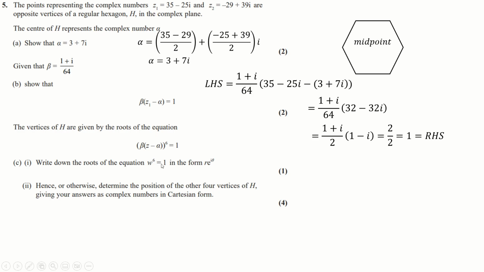The vertices of H are given by this thing here. Write down the roots of w to the 6 equals 1. So the first root is obviously just 1, or e to the power 0, if you're doing this in this form. And then the second root, well, okay, so 1 is equal to e to the 0, or e to the 2 pi i, or e to the 4 pi i, or minus 2 pi i. It doesn't really matter. You can go as far as you want.